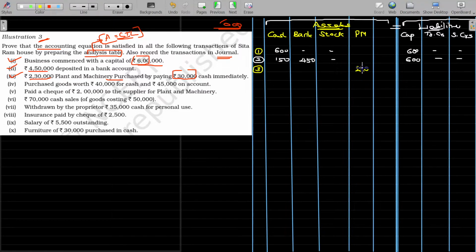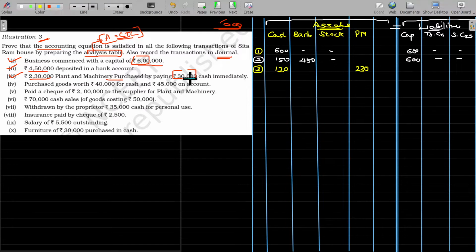230,000 rupees worth of plant and machinery is now purchased. Because of that the balance is increasing to that extent. And for that cash is immediately paid, 30, so that the cash balance is reduced by 30. So 150 minus 30, 120 will be the new cash balance.